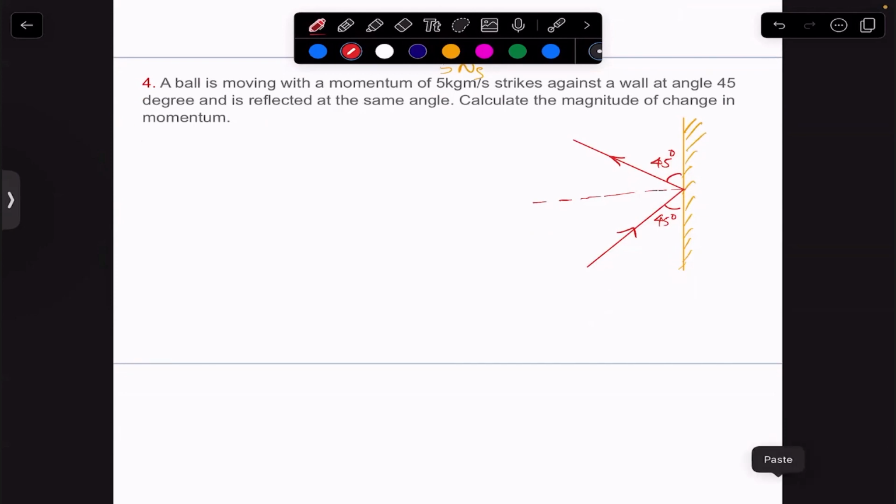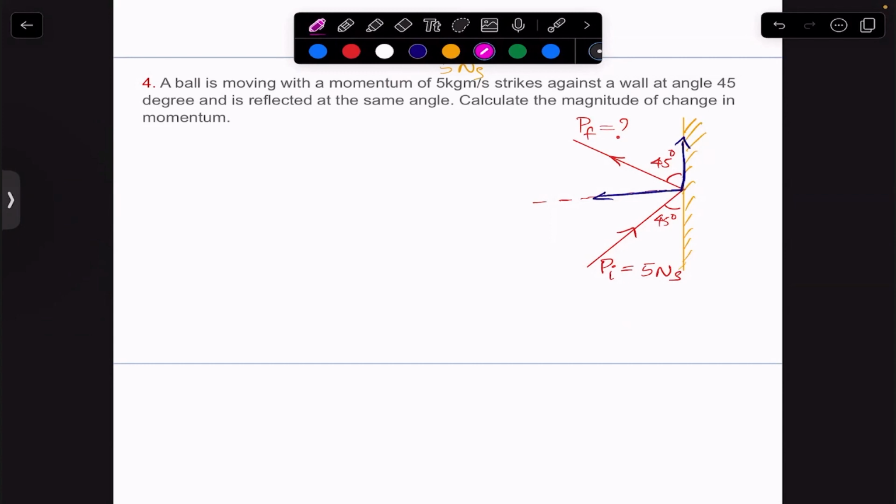So the momentum is given. Pi is equal to 5 Newton second. Now we want to find Pf to find the change in angle. Pi is given and we can visualize these two momenta as vectors. Pi is one vector, Pf is another vector. Whenever the angles are given, we have an innate nature of resolving these vectors into horizontal and vertical components to make calculation easier.